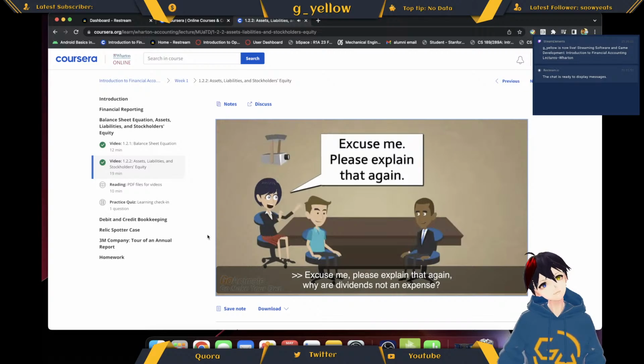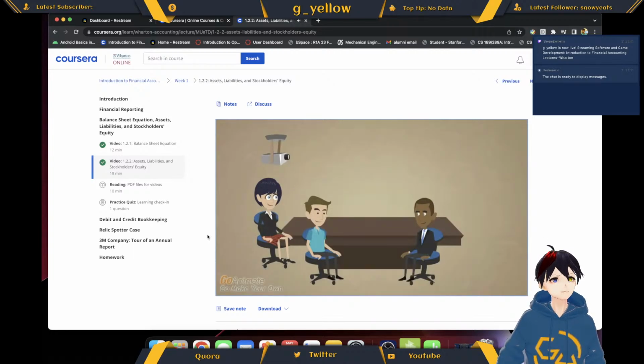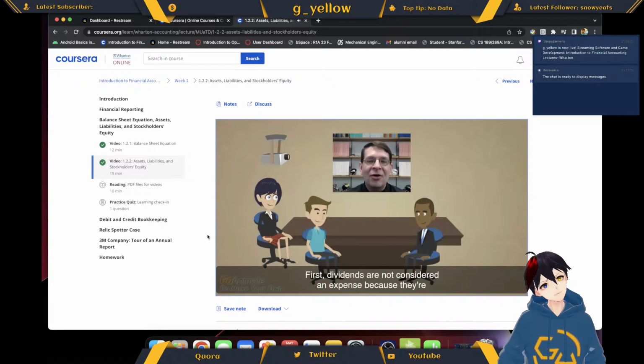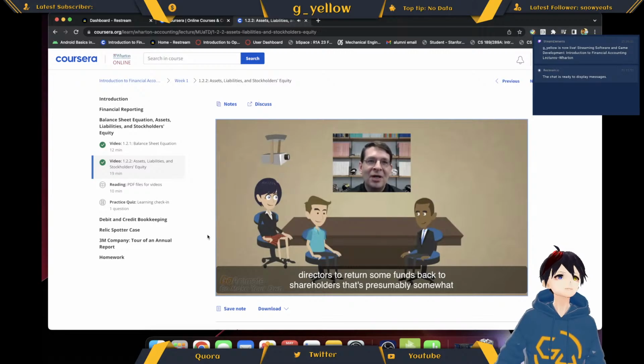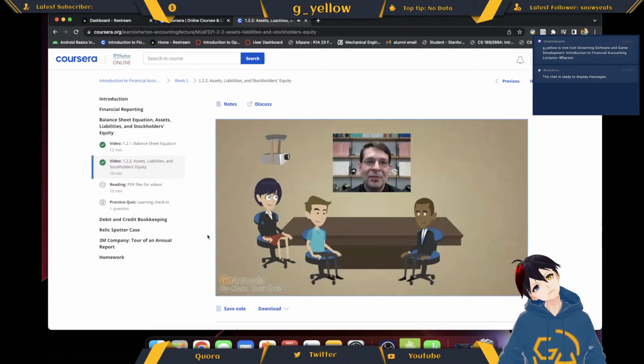Excuse me. Please explain that again. Why are dividends not an expense? They are paid in cash like other expenses. And why are they a liability? Both great questions. First, dividends are not considered an expense because they're not considered a cost of generating revenue. Instead, dividends are a discretionary decision by the board of directors to return some funds back to shareholders that's presumably somewhat independent of the company's performance or sales during the period.